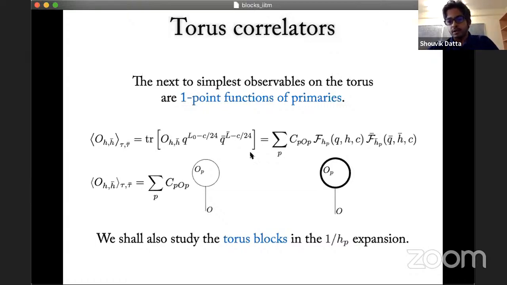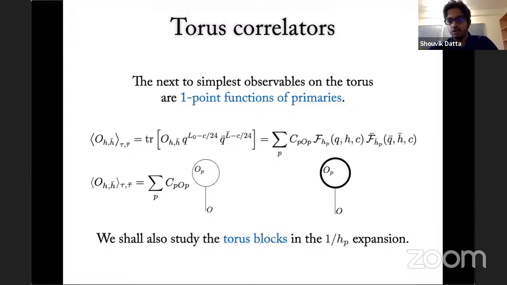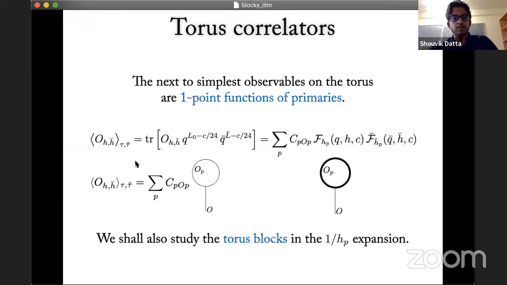Just like the partition function is expanded in terms of characters, or the 4-point function is expanded in terms of Virasoro blocks, this one-point function on the torus also admits an expansion in terms of the torus one-point blocks. One can also study these torus blocks in this heavy expansion, this 1/h_p expansion, which is to say that the conformal dimension of the intermediate exchanged operator is large.